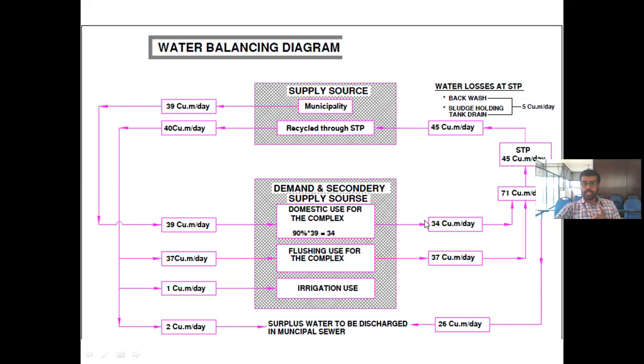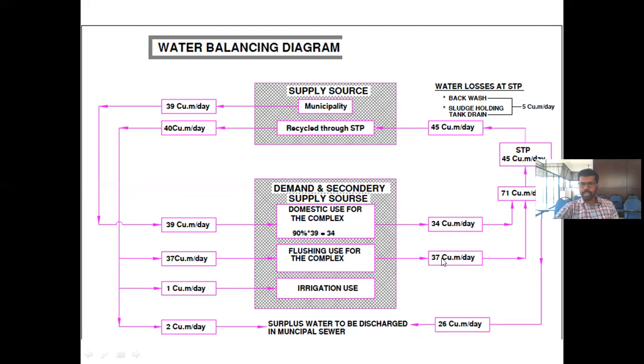Then 34, almost 90% is coming out from the domestic use. Now irrigation, that will be used for irrigation. So on irrigation it will be absorbing, right? The plants will be absorbing, the soil will be absorbing, so you won't get anything else. So for irrigation you will use 34 cubic meter per day, and 37 cubic meter per day from flushing and 34 from domestic.